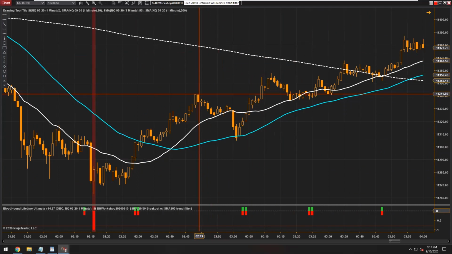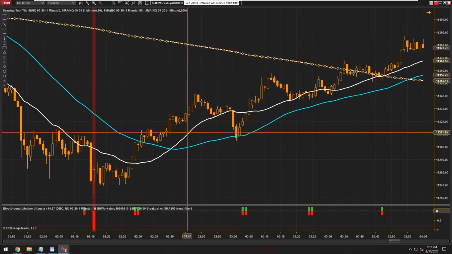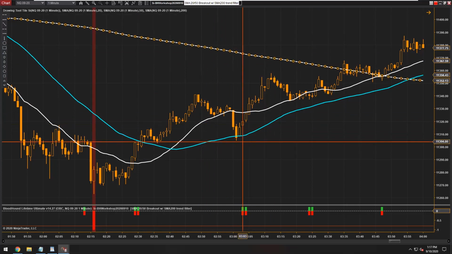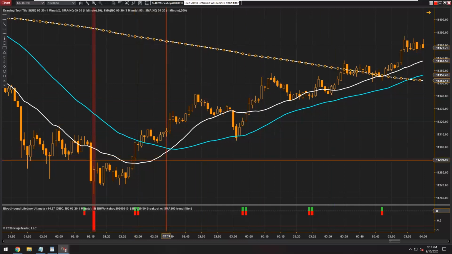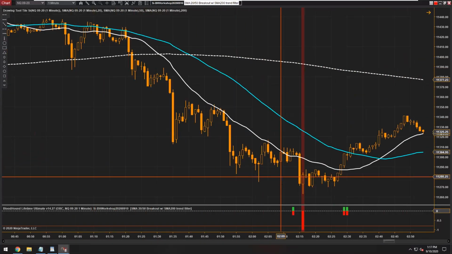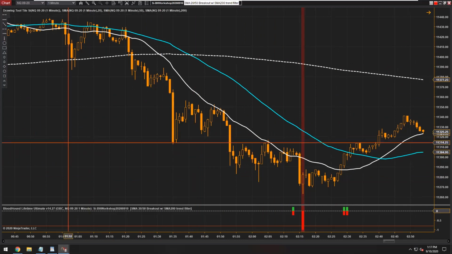So price is below the SMA 200 now, so we're looking for shorts of crossing the lower moving average. And we don't have anything crossing the lower moving average. And there we go. There's one.